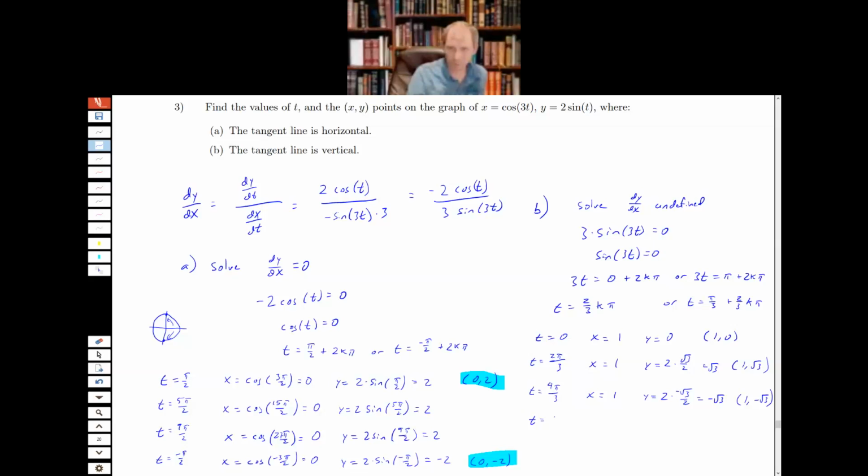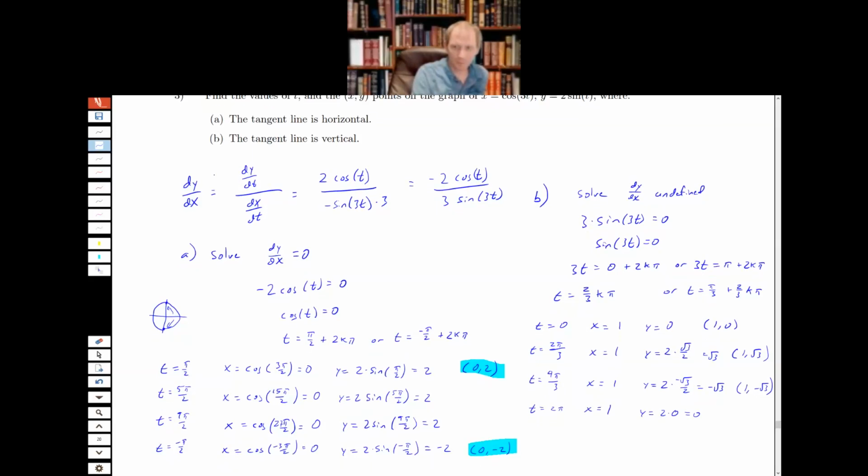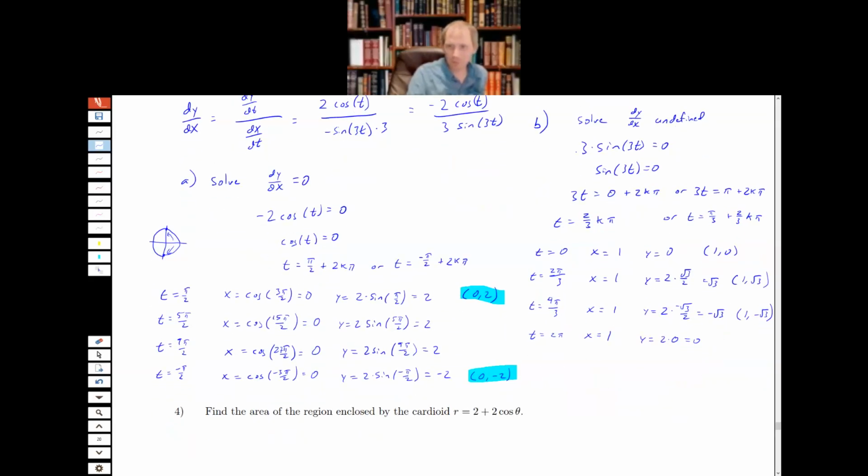Now let's look at when k is 3. So then I'll just have t is 2 pi. Okay. When I multiply that by 3, I get 6 pi. Cosine of 6 pi is 1. Sine of 2 pi is 0. So I have 1, 0. That's a point that we've already had, and it's going to start repeating at this point. All right, so that was solutions to our first set of solutions.